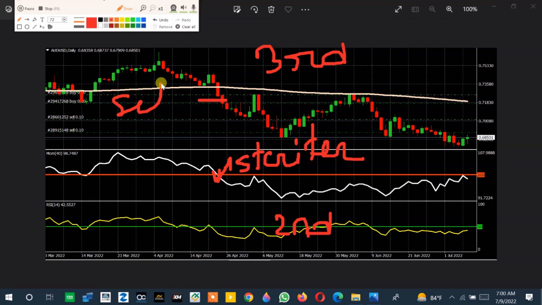Here we can make a sell, and the stop loss is at the swing high. It is our stop loss level. And TP is the next resistance area, or 1:1 or 1:2.